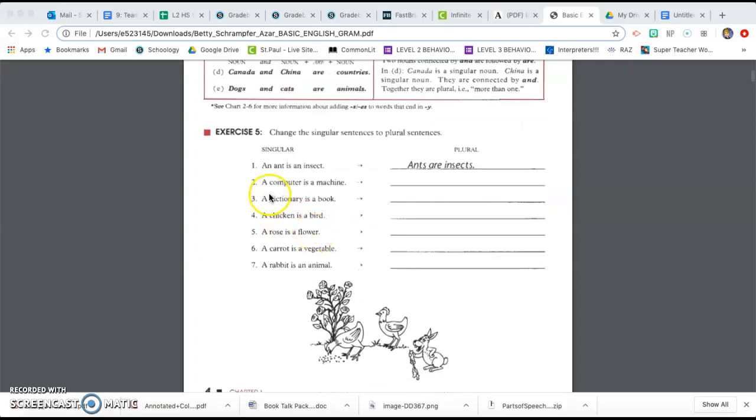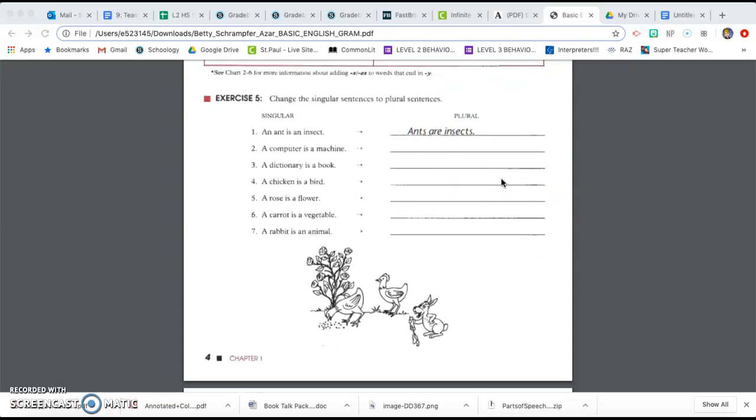Let's try another. A computer is a machine. That can't work. We're going to take off a. We're going to take off a here. And we need to change this word, computer. You should write computers. You should change is to are. And you should change machine to machines. Computers are machines is what goes on the line.